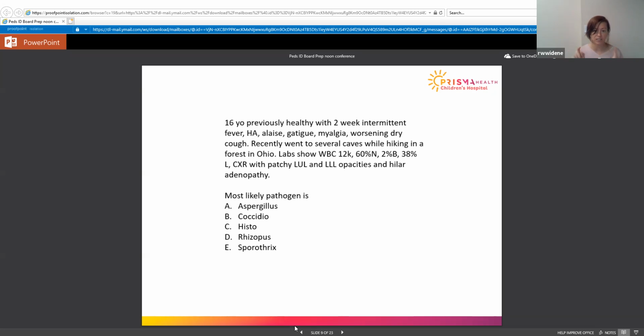Coccidio is going to be just that story, but in the Southwest. So Coccidio is just like Histo, but Southwest region. Histo is going to be your Ohio, your Missouri, and your Mississippi River valleys. Rhizopus is only just immunocompromised stuff, and Sporothrix is going to be your thorns and it's usually lymphocutaneous.